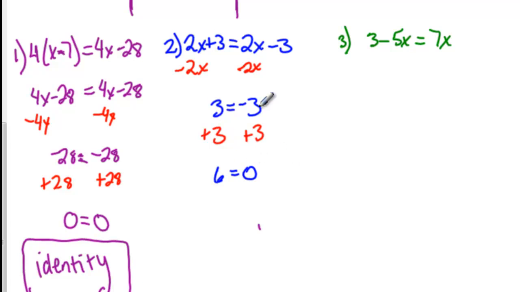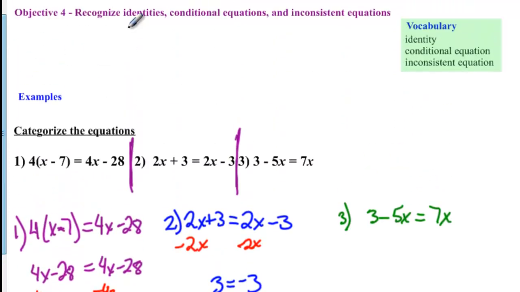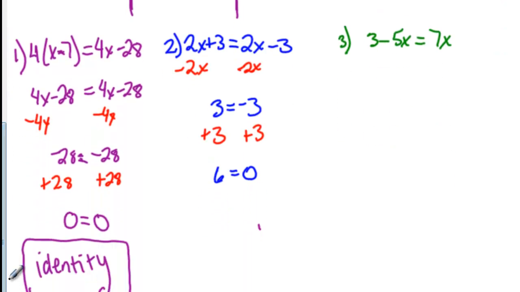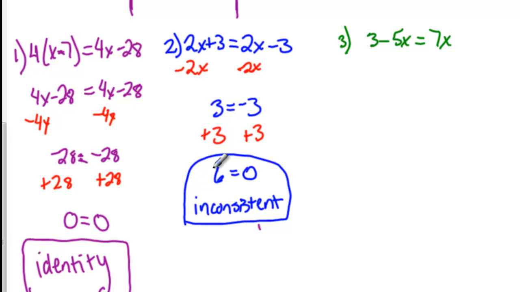How often does 6 equal 0? Never. So of your options of identity, conditional equation, or inconsistent equation, this is probably inconsistent. So 6 equals 0 is a lie. If somebody is inconsistent, they're lying to you, right?